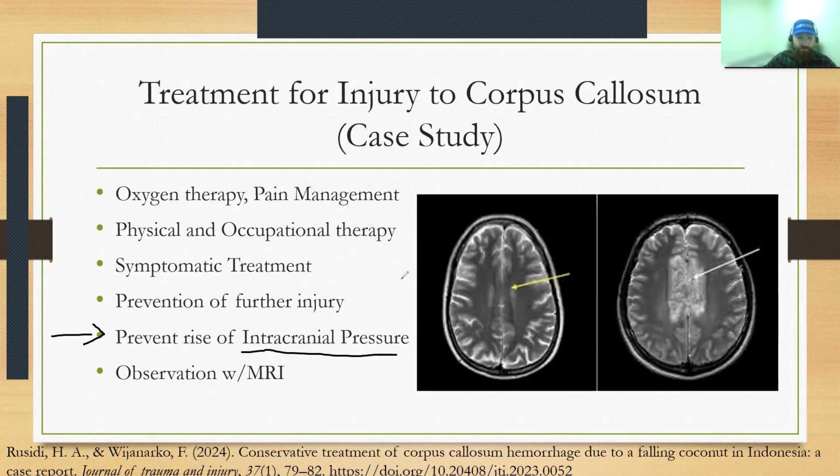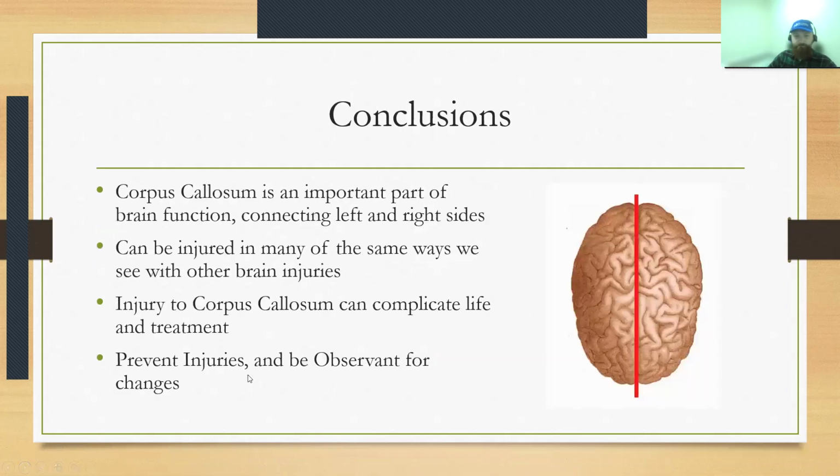And of course, a lot of times, those with an injured corpus callosum will be observed under an MRI, sometimes an fMRI. And that just stands for functional MRI, where it looks at the actual function of the brain, the functioning areas of the brain. So those are things that maybe we should keep in mind when we see that someone might have an injury to their corpus callosum.